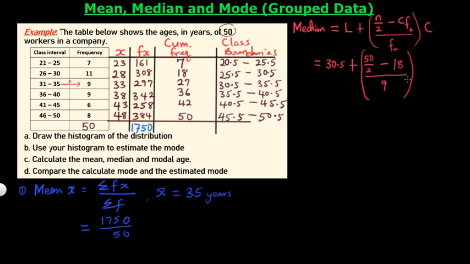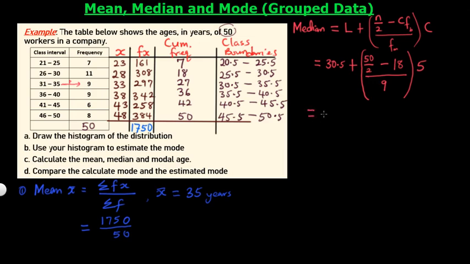Close the bracket. So the class size, I've told us the class size is always from the lower limit to the upper limit. So you count 21, 22, 23, 24, 25. So that is 5.